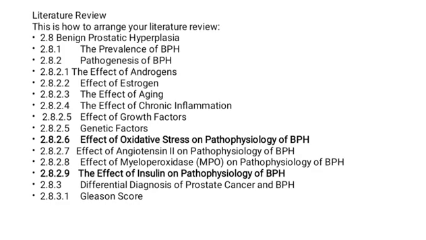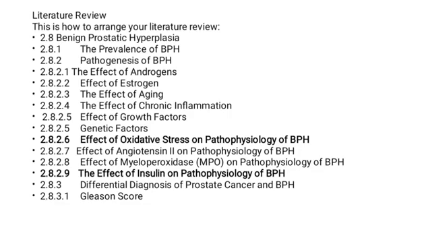Then after your specific objective, the next thing you go into is the literature review. The literature review is arranged in such a way that it's just like a review or a seminar. For example, these are one person's topics in the literature review: 2.8 benign prostatic hyperplasia. After explaining benign prostatic hyperplasia, he goes further to talk about the prevalence of BPH. He then puts 2.8.1, 2.8.2, still under benign prostatic hyperplasia.